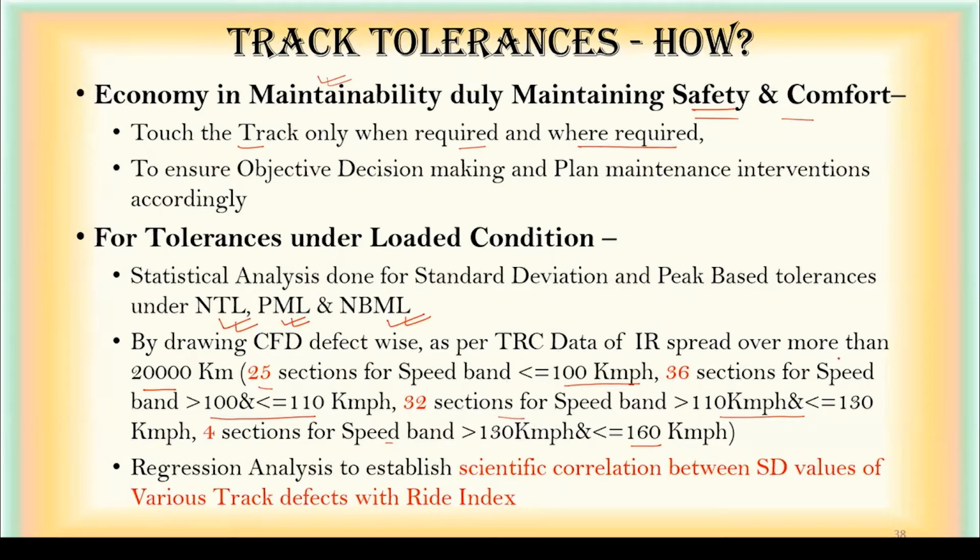After deciding the value based on a statistical analysis of this 23,000 kilometer TRC result, it was further scientifically correlated by regression analysis, by comparing the track defects of these sections with the ride index observed in the same run. So what are the defects which can correspond to what ride index were correlated, and then it was established whether the decision taken through statistical analysis is okay or not.